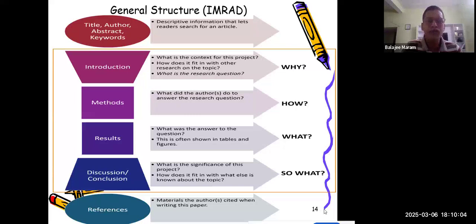Next, this is the general structure of a paper, the IMRaD structure. Anyway, first of all, the paper starts with the title. Next, the author or authors of the paper. Next one is abstract. Next one is keywords. That is the head of the paper. Okay. Next one, introduction. We will discuss all these things in detail.